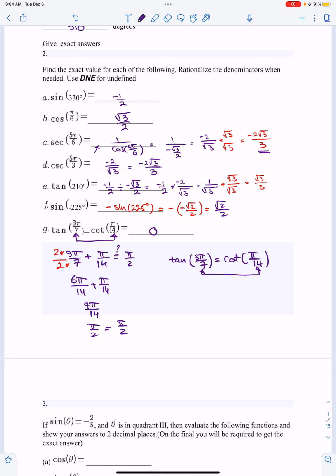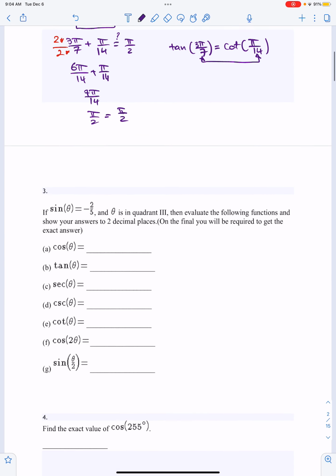And I don't think you can use a combination of two angles on the unit circle in order to come up with the angle in between the parentheses. So that is question number 2.